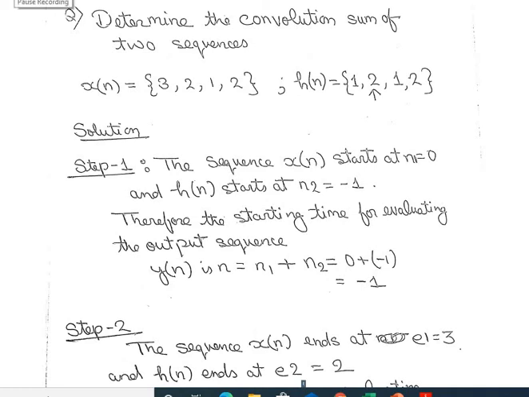Today we will discuss one numerical problem based on the convolution sum using graphical method. So here the two sequences given, x[n] and h[n], and we have to do the convolution sum using graphical method. The first sequence, if we look here, is 3, 2, 1, 2, and the second sequence is 1, 2, 1, 2.